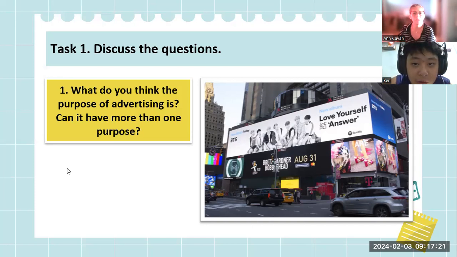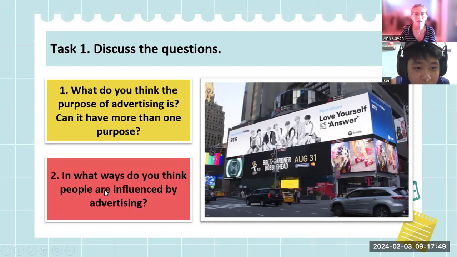What do you think the purpose of advertising is? Love yourself. Answer. Okay. So it means you have to love yourself. That's BTS. Actually, this is BTS, right? So this is what they call an advertisement. Probably there is something about this one, about loving yourself. Okay, so here, next one.